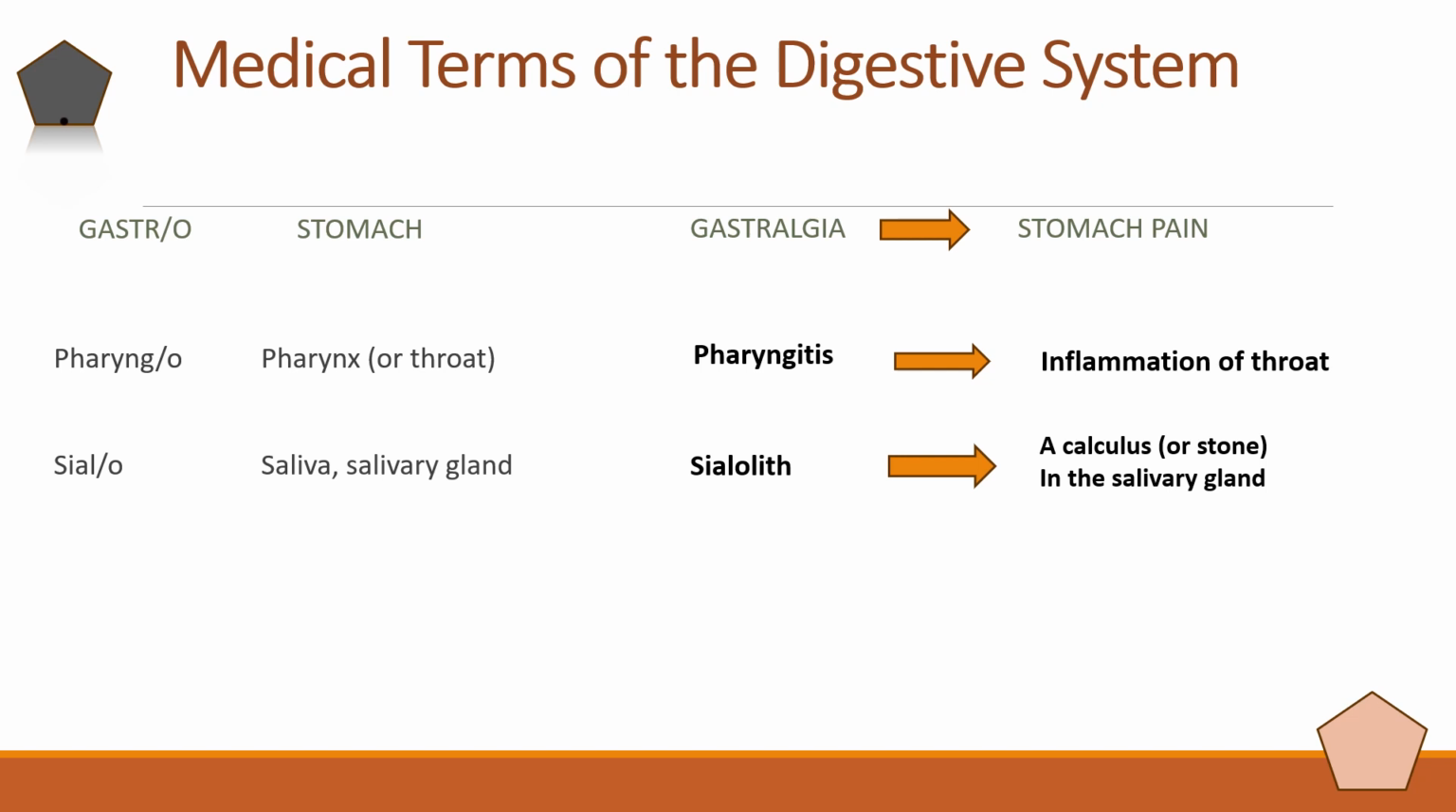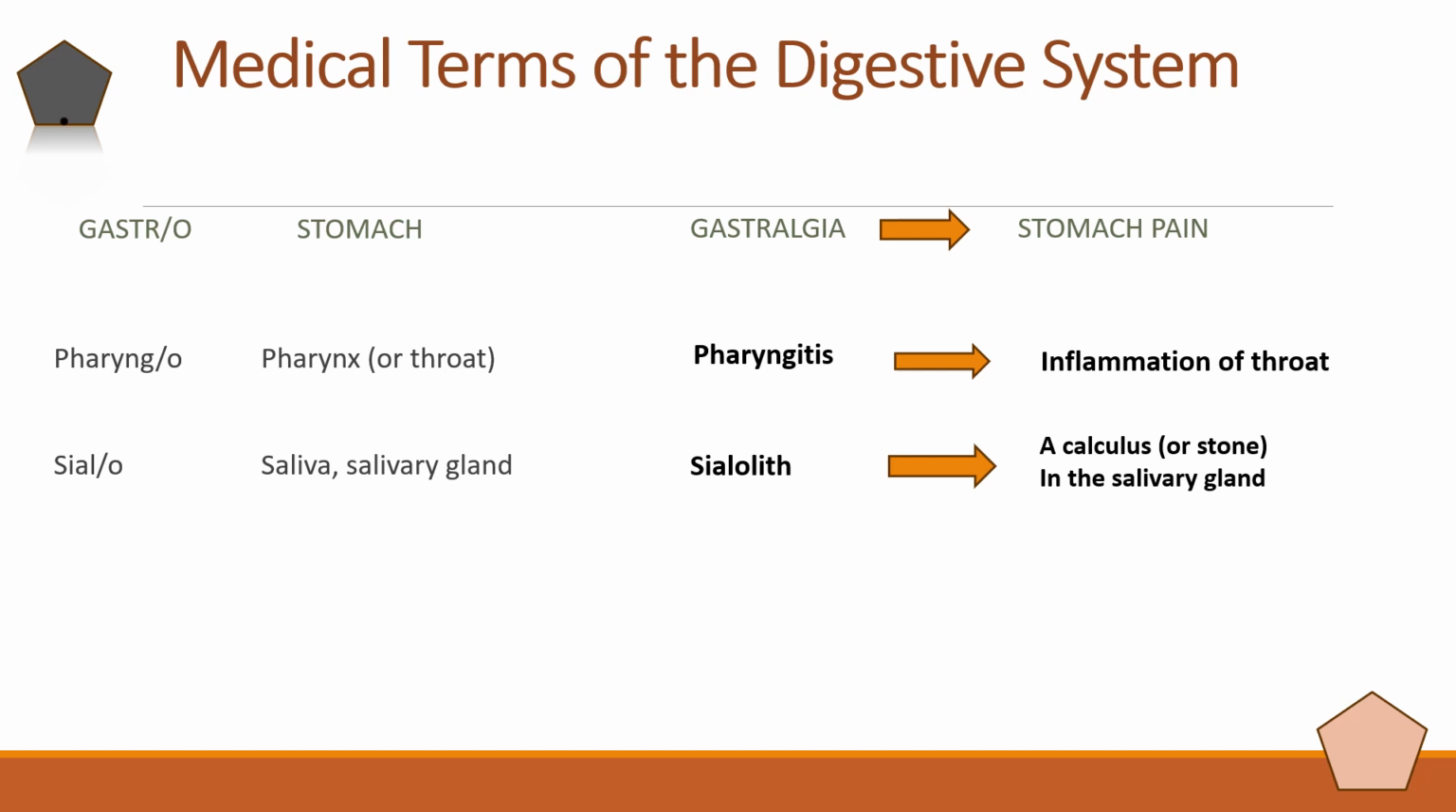A medical term used with gastro is gastralgia. Algia is the suffix, which always means pain, and gastr again means stomach. So gastralgia is defined as stomach pain. Next, we have pharyngo. Pharynx means throat, and using the vowel of O, pharyngo means pharynx. A word defined as pharyngitis. The medical term pharyngitis means inflammation of the throat.